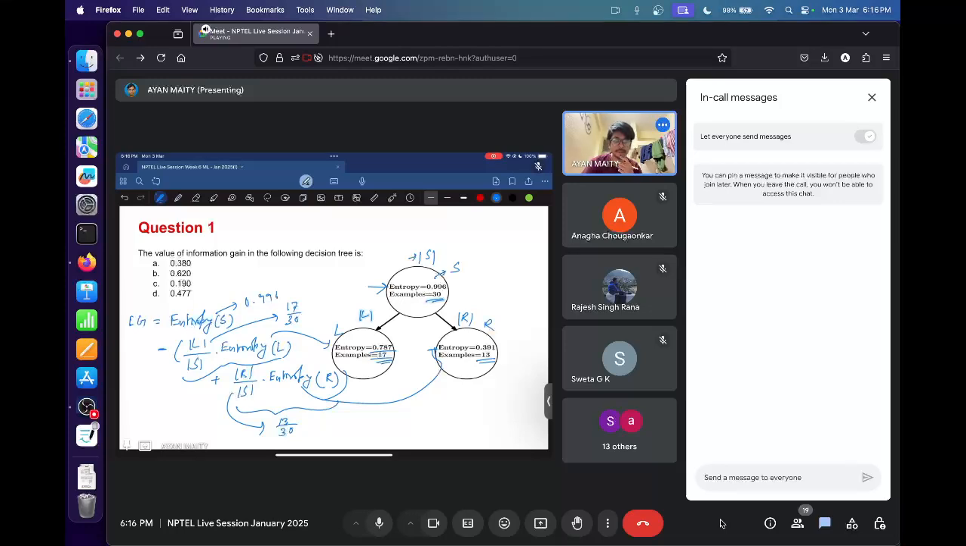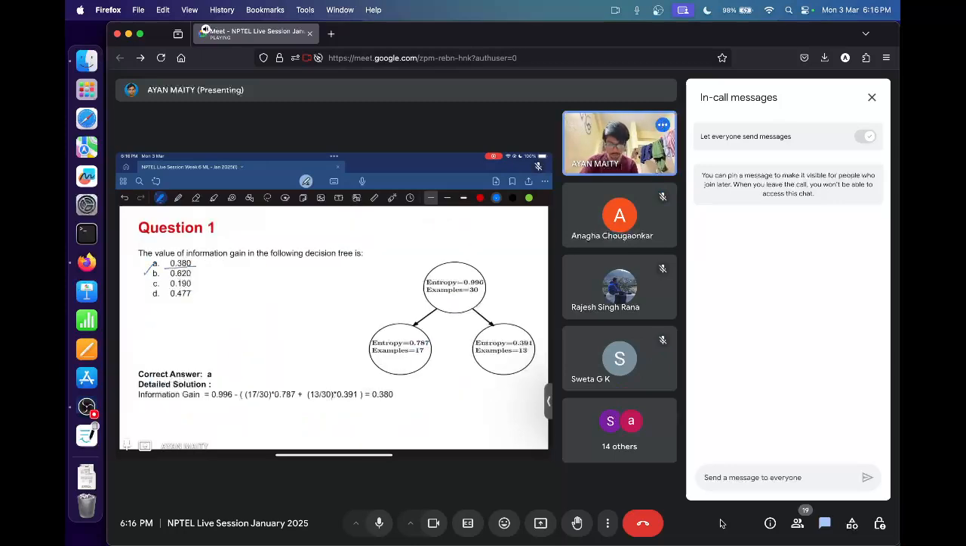So is it understandable? Is there any doubt? So that 0.38 is the answer. Can you repeat your question? A can be the answer, 0.380. So the answer is option A, 0.380. Yes. Is there any other doubt? No, sir.